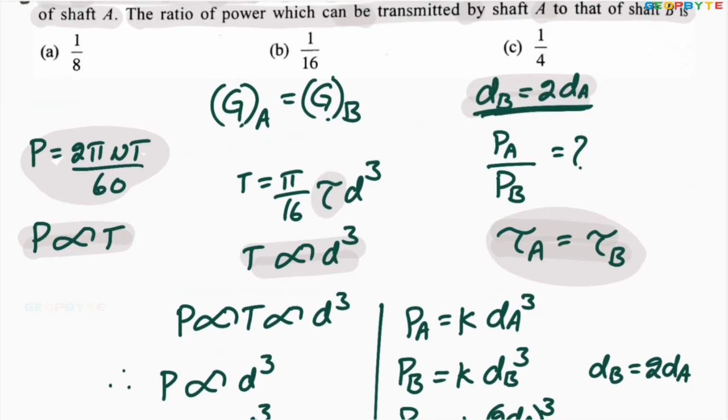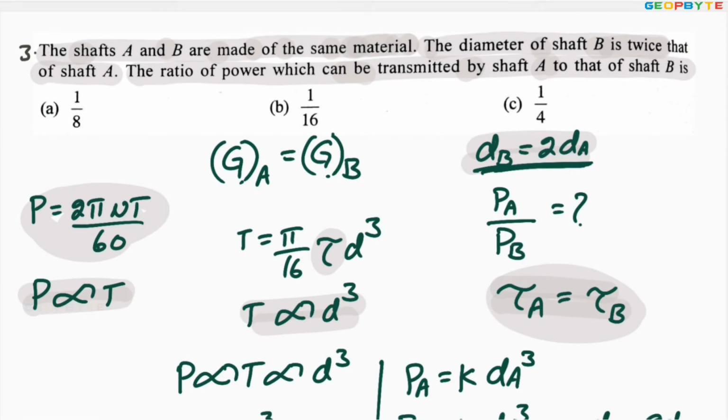Now look at the options. Option A, 1 by 8. Yes, option A itself is absolutely correct. I hope all of you understood. Let us move to the next problem.